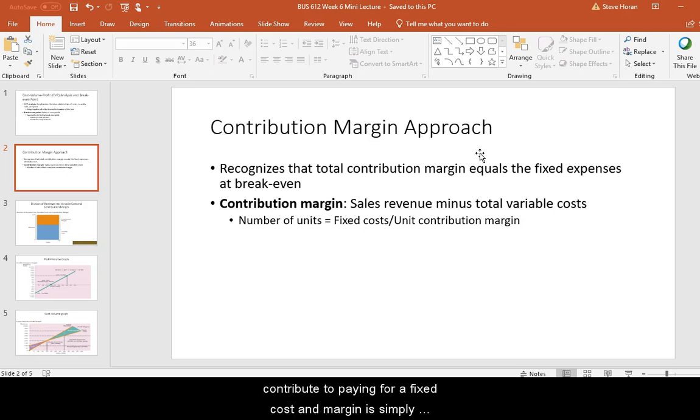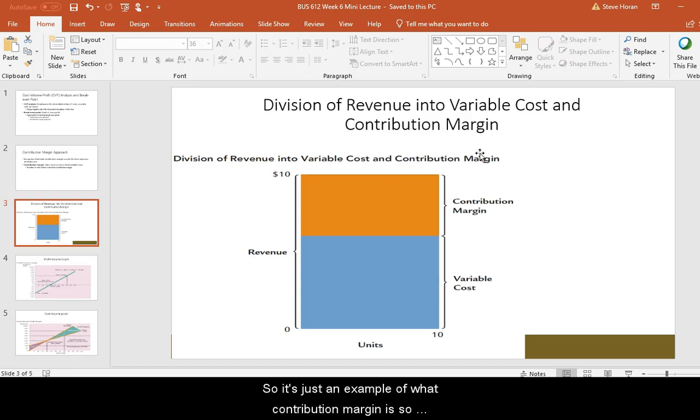So the contribution margin is simply sales revenue minus variable cost. Obviously, we should sell things at a price above their variable cost, and that difference pays for the fixed cost. So sales revenue minus variable cost is contribution margin. And then fixed cost divided by unit contribution margin tells us the number of units that we need to sell to cover fixed cost. And this is just an example of what contribution margin is.